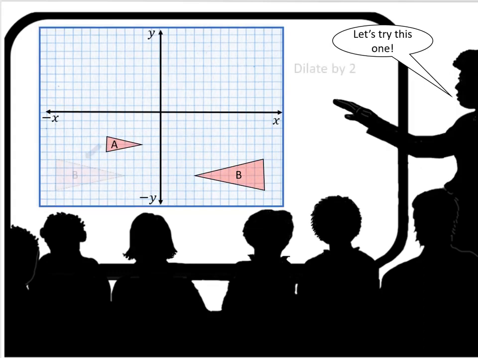Let's try this one. Well, we're going to dilate by 2, which means, since this is a number greater than 1, we're going to scale it up 2 times. And then in order to get it to be in the opposite direction, we would have had to reflect it across the y-axis.